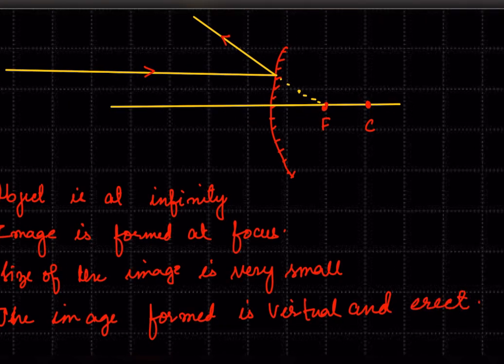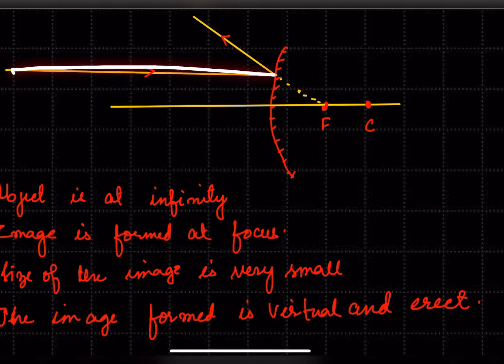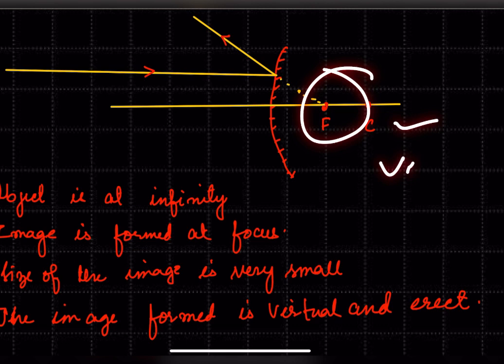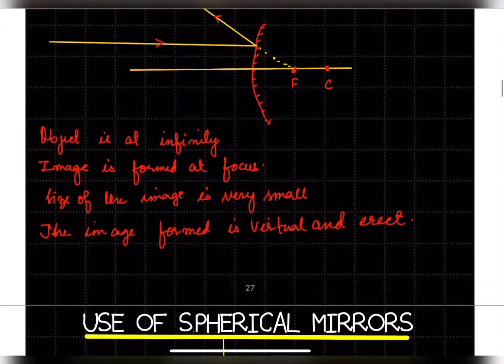What do you mean by virtual and erect? Look here, the light is coming like this. This side is my object, right? The image is from the back side. If the image is from the back side, then it is virtual. What else? The image will also be very small, but it will be like this. So it will be virtual and erect. I hope you understood this one.